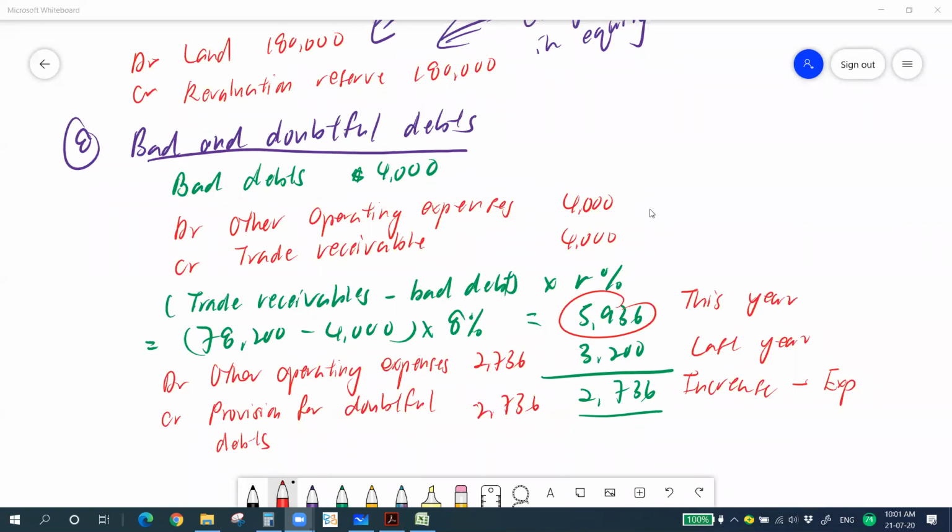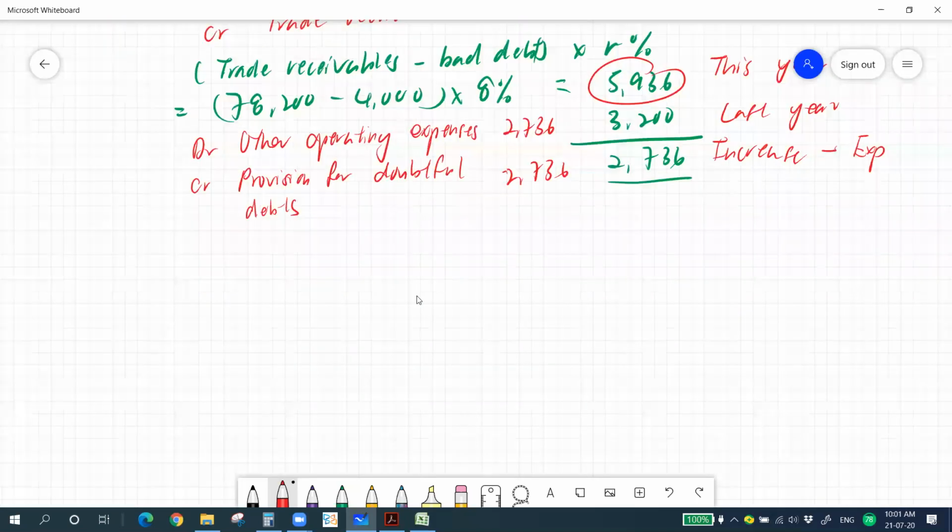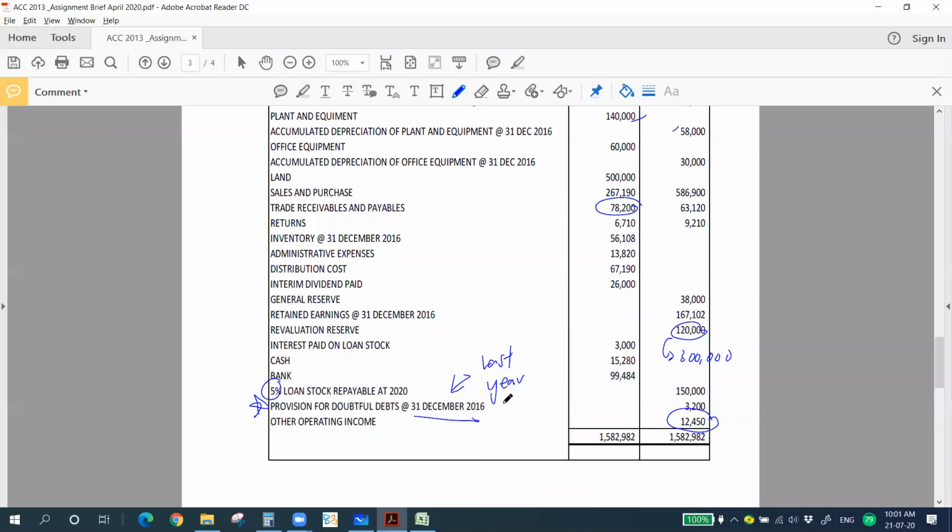So far so good, class? Can follow? All right, so we move to the next item. Next adjustment.